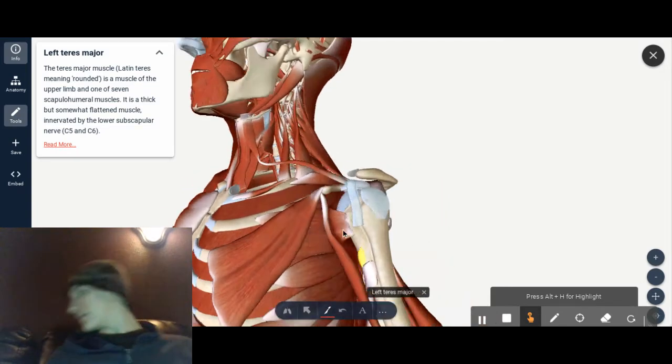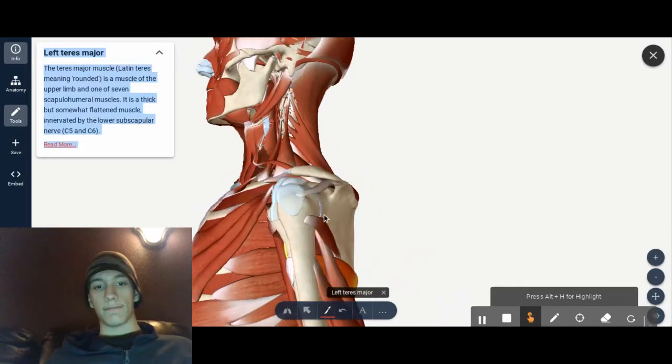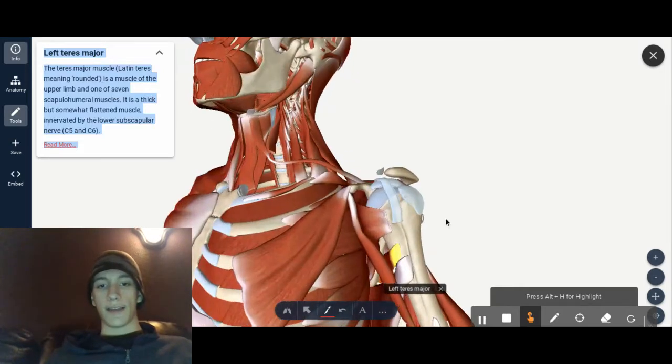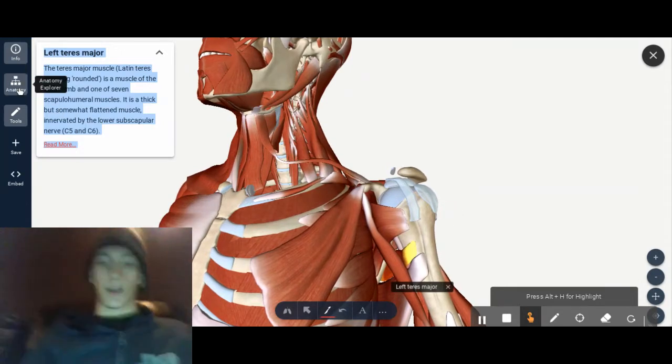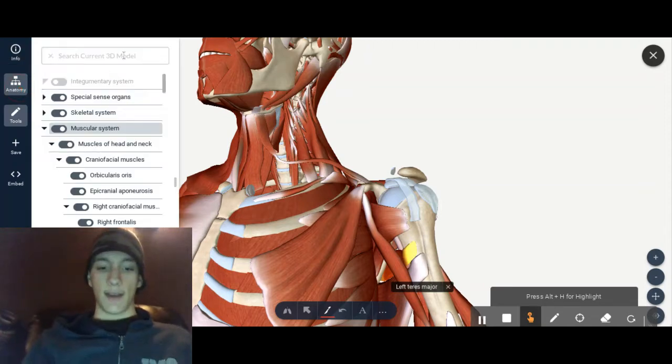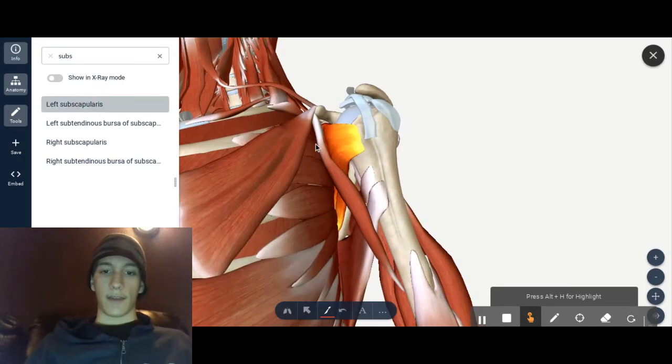All right. And last and not technically least, but certainly most underneath, is the subscapularis. So we're going there. We're going to have to cut away a whole lot of stuff. So let's get cutting.